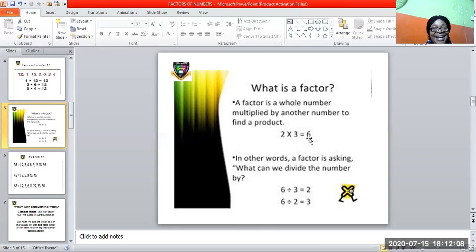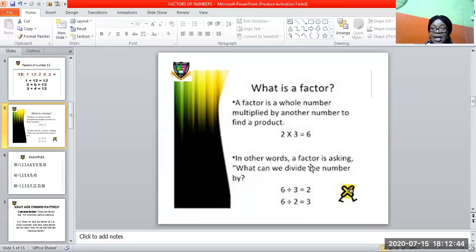Are we clear? Beautiful. That is to say, 2 times 3 equals 6. 2 is a factor, 3 is a factor of number 6. 6 itself, the answer of 2 times 3, is called the product. Product 6. Factors 2 and 3.